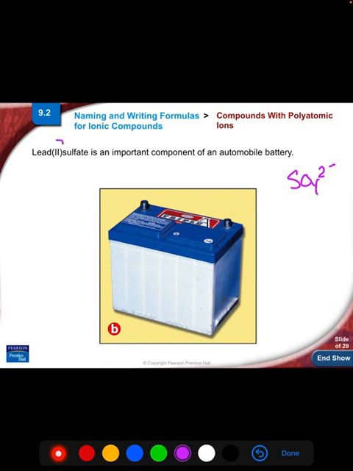Lead 2, this is great. I love this new modern terminology because it tells me that my lead has a 2+ charge. That Roman numeral is equivalent to the charge. Well, there's a 2+ and a 2-, so lead sulfate is PbSO4. Actually, the sulfate is present as there's sulfuric acid. We'll talk about acids in a couple more days. But this is a lead acid battery, and lead sulfate is produced in there.